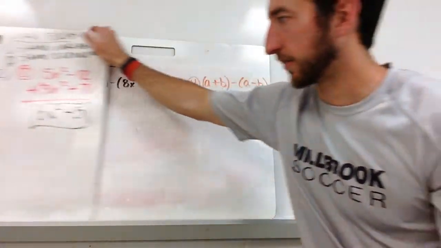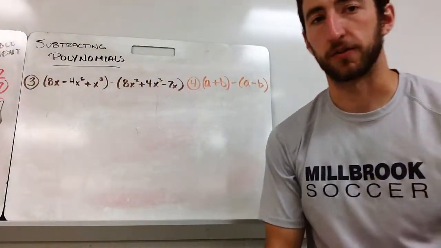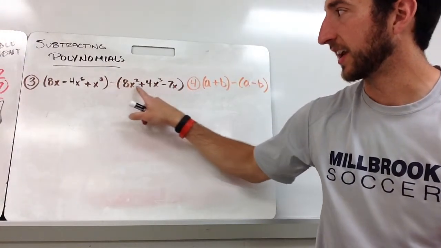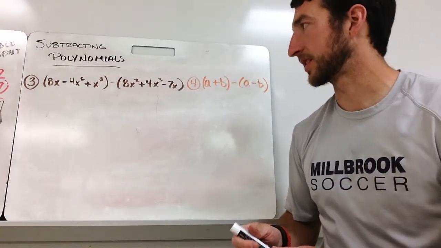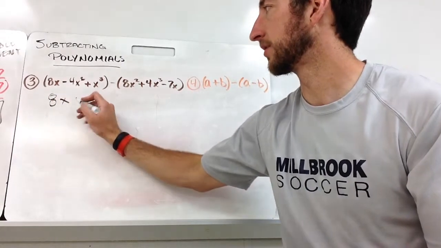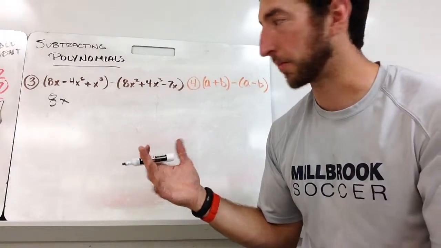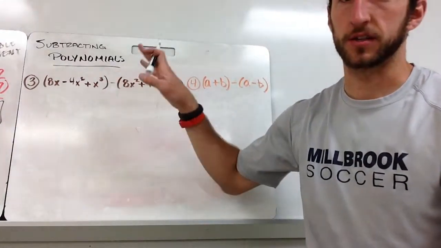It works the same way for subtracting, but one main difference is to be very careful of this minus sign. You're subtracting everything inside the parentheses. This is where a lot of kids make a lot of mistakes. So I'm going to rewrite out my top, and I'm going to rewrite it in standard form. Remember, standard form is writing everything from biggest to smallest.